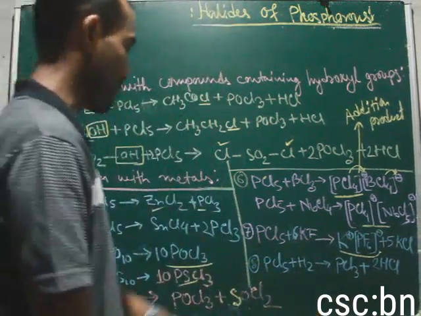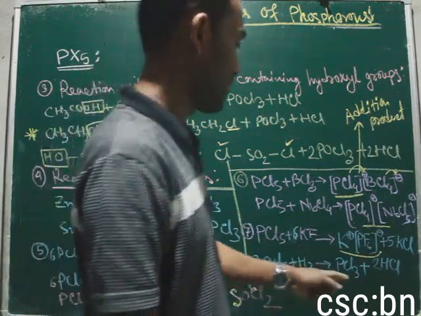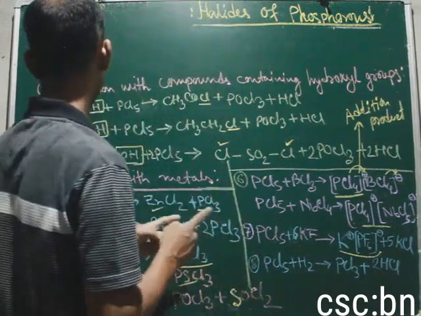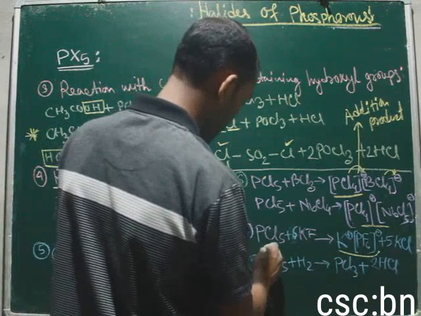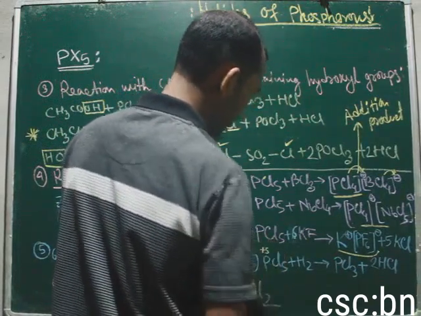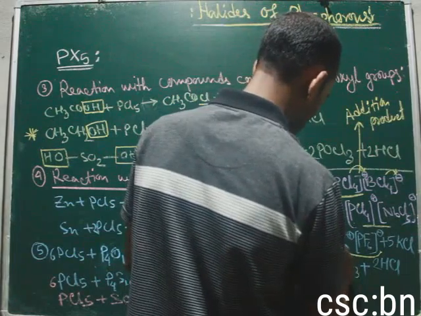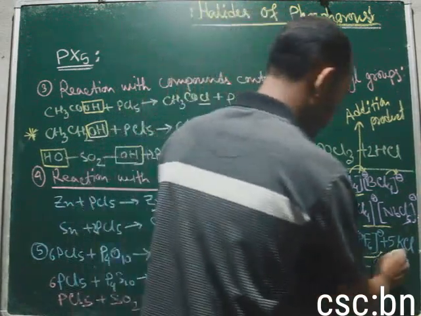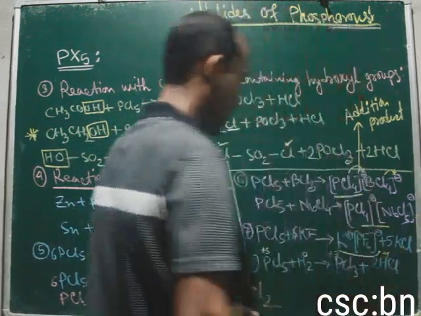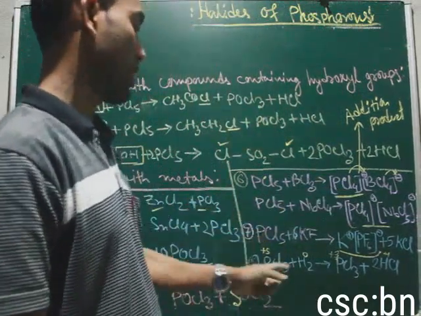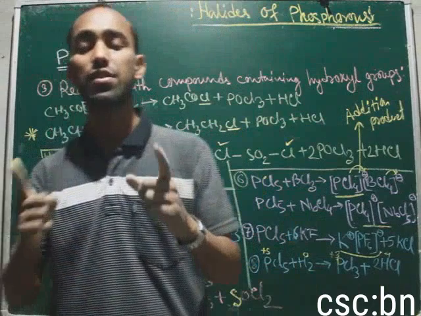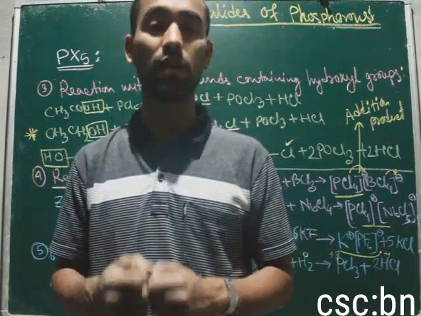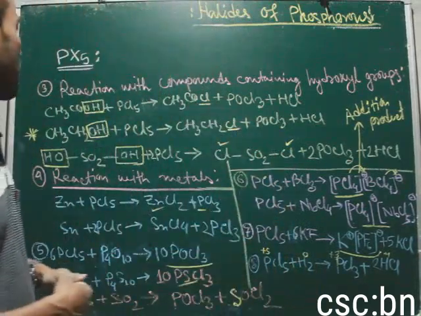The next is phosphorus pentachloride will react with hydrogen to form PCl3 plus 2HCl. Here you see, phosphorus pentachloride acts as an oxidizing agent. The oxidation number of phosphorus is 5, then it becomes +3. Hydrogen has oxidation number 0, and here it becomes +1. So hydrogen is oxidized and phosphorus is reduced. Therefore, phosphorus pentachloride is acting as an oxidizing agent. All right, so that's all about phosphorus pentachloride.